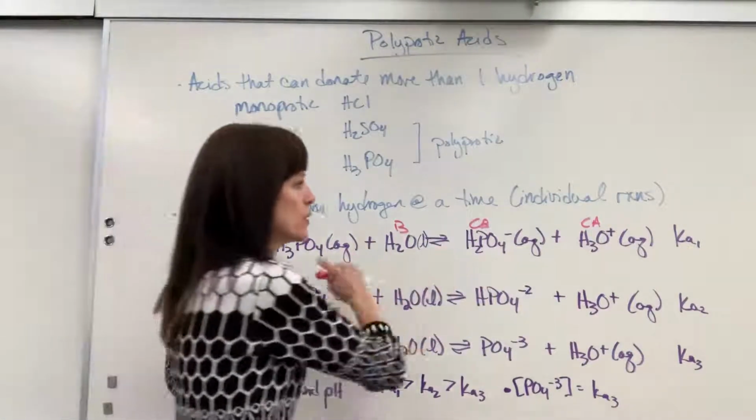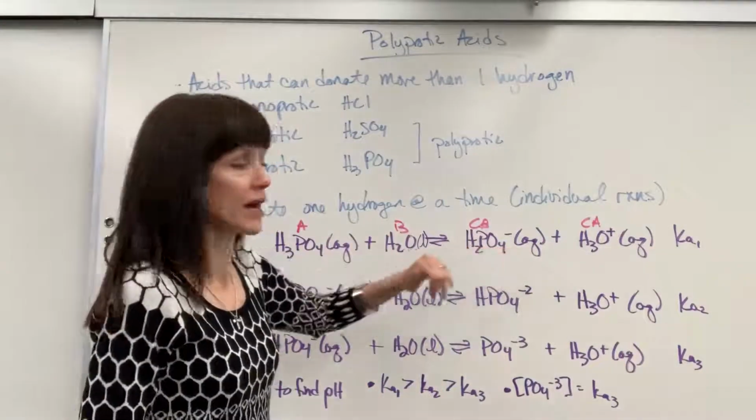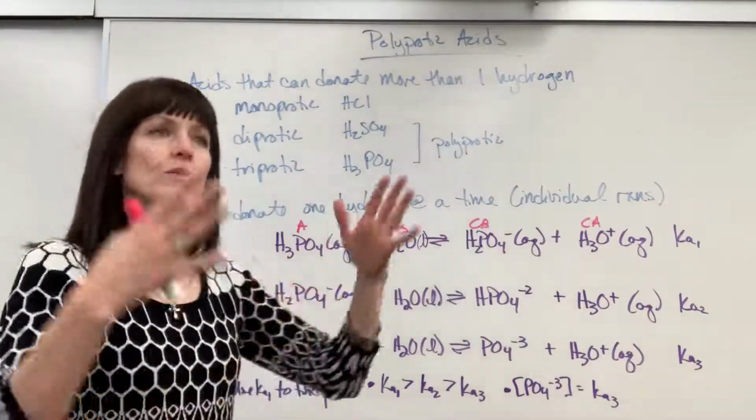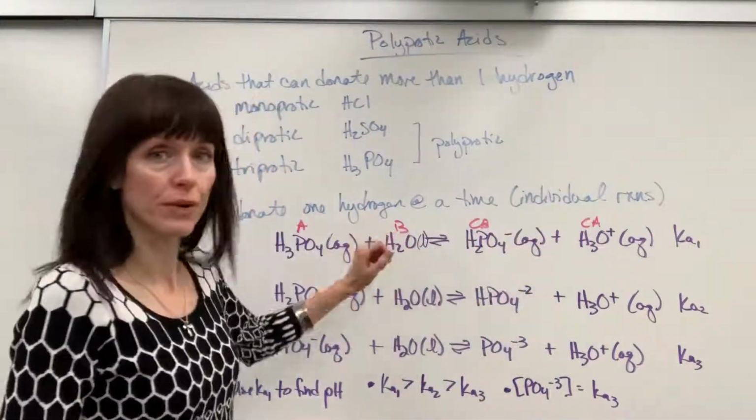I want to mention too, this is going to have its own Ka. It will have its own ionization constant. The ratio, when it reaches beautiful equilibrium, of the concentration of products over reactants.